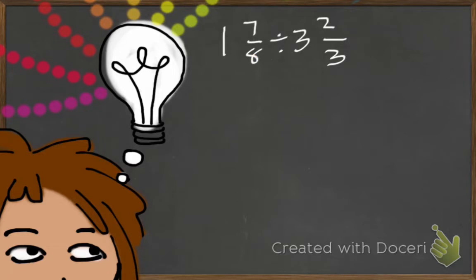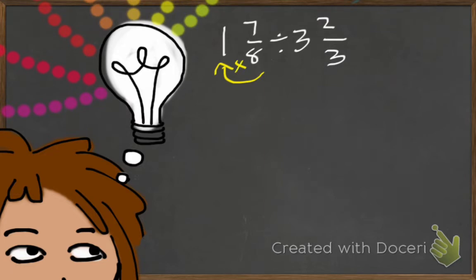Now let's try this next example. We have our mixed fractions, 1 and 7/8 divided by 3 2/3. The first thing we will do is we change the mixed number into an improper fraction. So our mixed number 1 and 7/8. How are we going to do this? We will multiply first the denominator to the whole number.